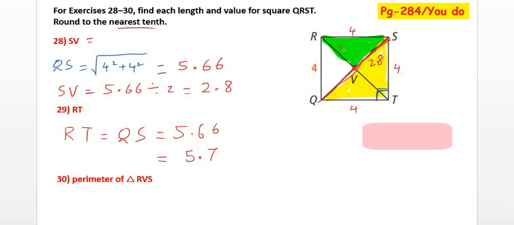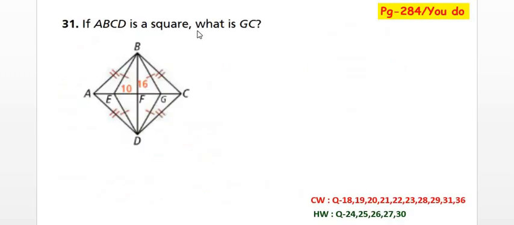So this line will also be 2.8, and we know that this RS is 4. To find the perimeter, we add all the sides, so it becomes 2.8 plus 2.8 plus 4, right? So what will be the sum? Let's check. It's 9.6. So the perimeter of this green triangle will be 9.6. Here is the next question.